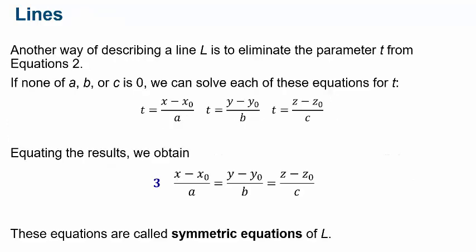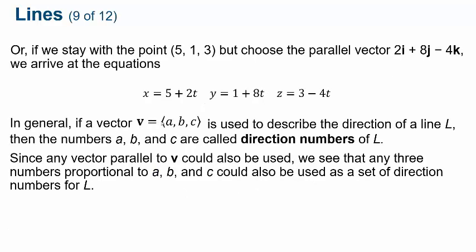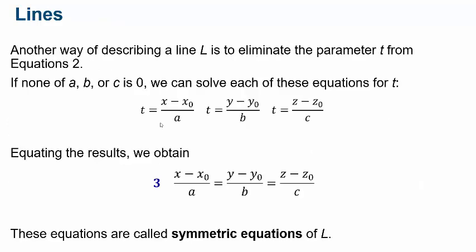Another way of describing a line L is to eliminate the parameter t from the equations. If none of a, b, and c is equal to 0, we can solve each of these equations for t. You get t is equal to x minus x0 over a, y minus y0 over b, and z minus z0 over c. That's what t is equal to. So all you're going to do next is set these equations equal to each other, and you have x minus x0 over a is equal to y minus y0 over b is equal to z minus z0 over c. This right here is called the symmetric equations of the line.